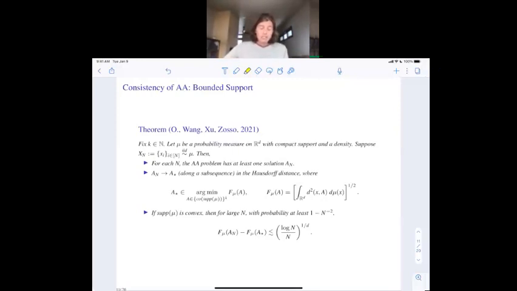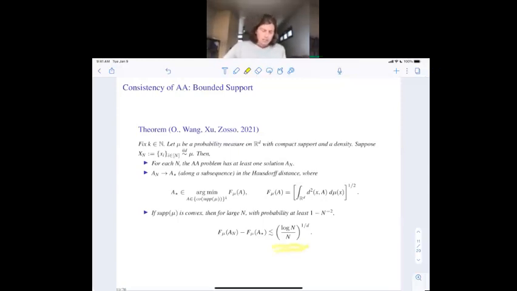We can prove that along a subsequence, the A of n converge to A star in the Hausdorff distance. So A star is exactly the solution to the problem that I just had on the previous slide. And we also get a rate. So we prove that if the support of mu is convex, then for large n with high probability, the optimal objective values converge at a rate bounded by this quantity here.